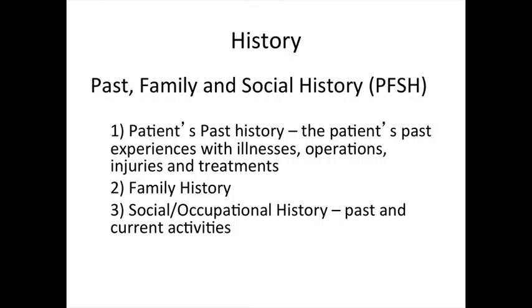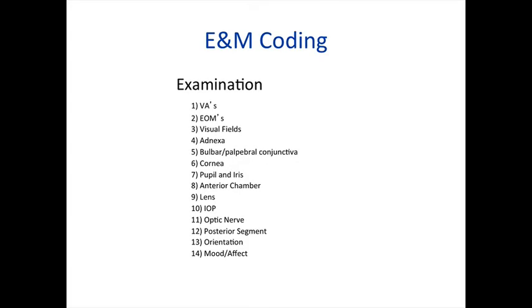Past family and social history, the patient's past experience with this illness. Have you experienced this ever before? Have you ever experienced an injury or a surgery that could have resulted in this? Or asking about the patient's family history, social, occupational, past, and or current activities. We at least need 1 of those for a 99214. And then the examination, we need more than 8.